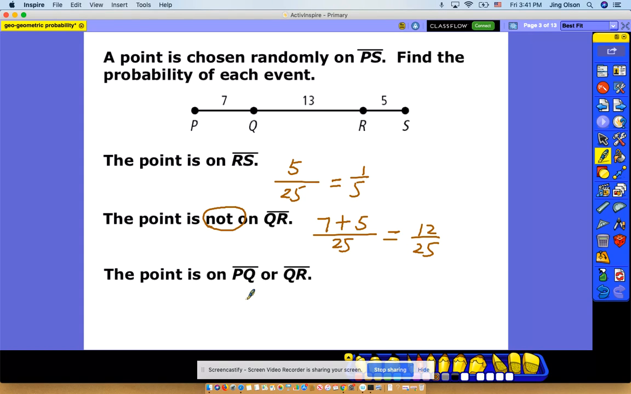Next one. What's the probability the point is on PQ or QR, either this or that? So what's the probability on PQ? On PQ, that will be 7 out of the total, which is 7 out of 25. What's the probability if it's on QR? QR is 13, so 13 out of 25. You can add them together, because it's this or that. So we have 20 out of 25. Simplify this fraction, divided by 5, you get 4 out of 5. So 4/5, that's the probability.